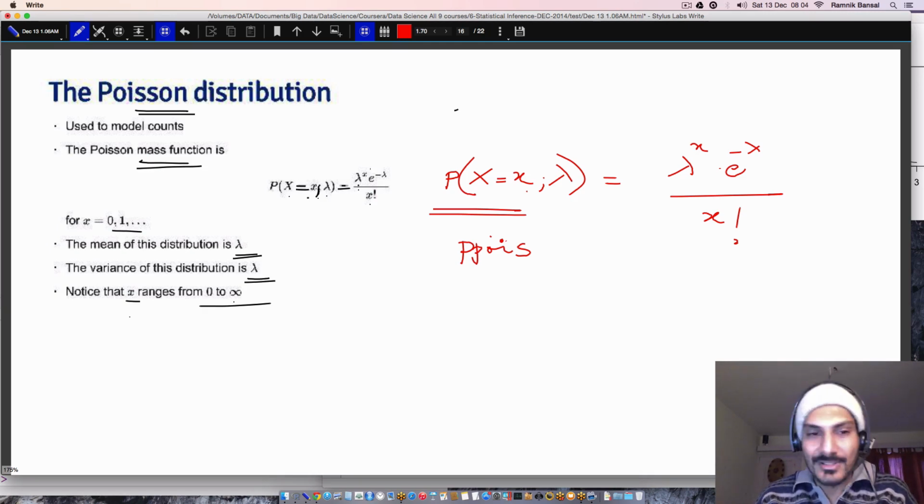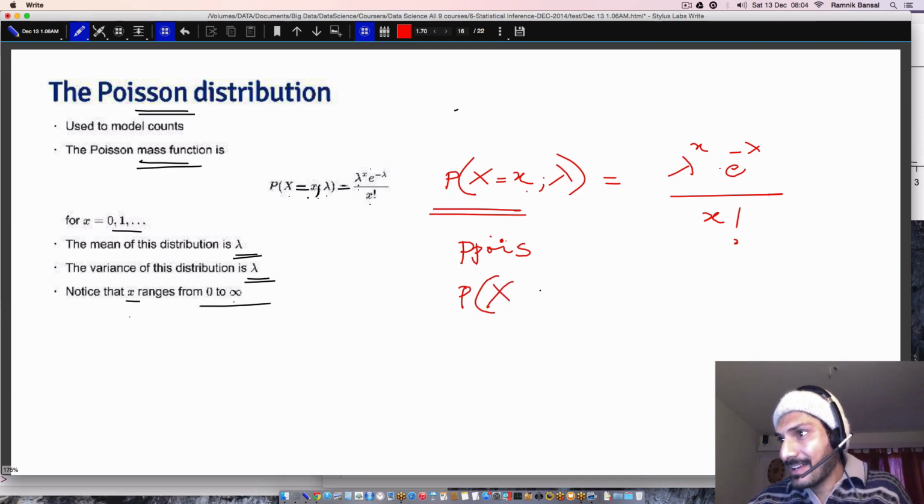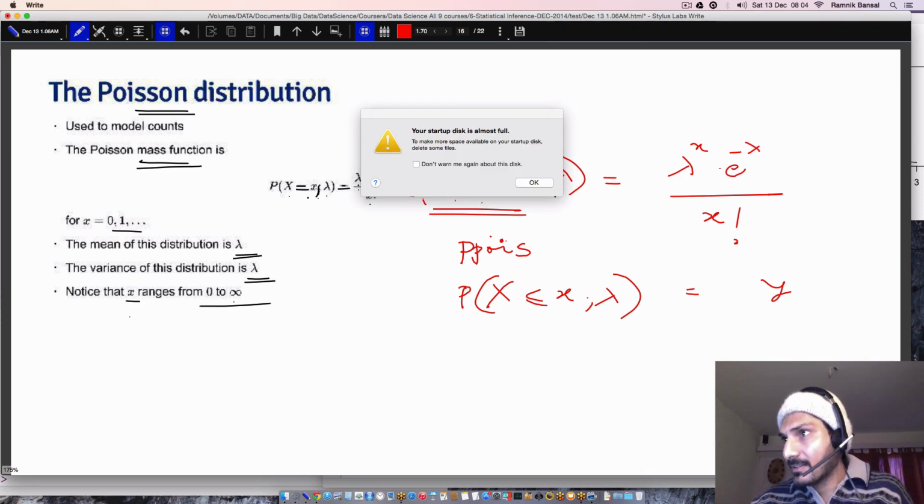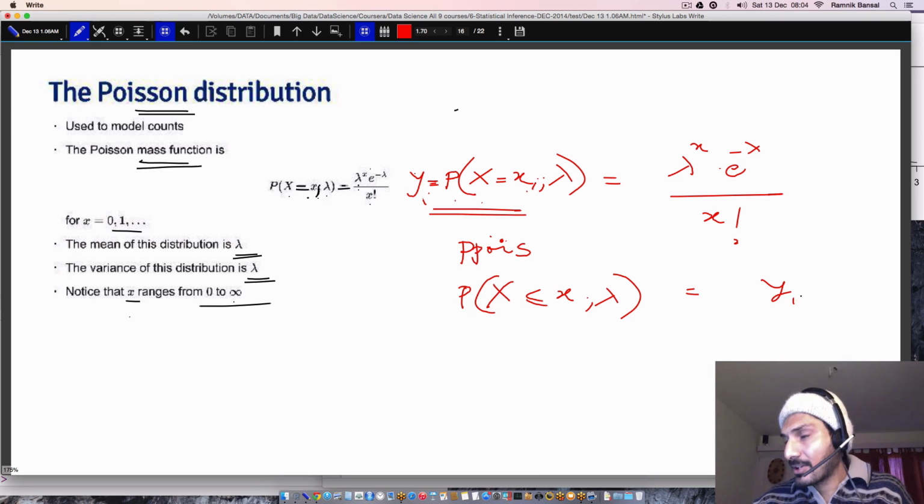No answer, no response. Something else. What is that something else? P poise actually gives a summation of all of this. It gives me the probability that x is less than or equal to x for a given lambda. So effectively it is nothing but, let me call this some constant y. So p poise is nothing but yi for x equal to I, so I call it yi, summation I equals 0 to I. That's what p poise gives me.